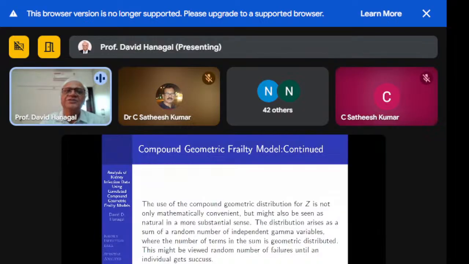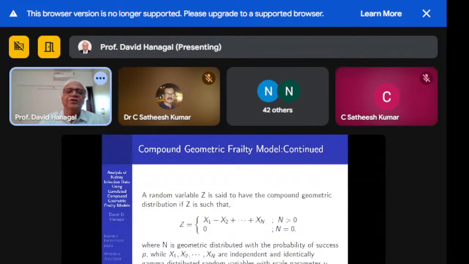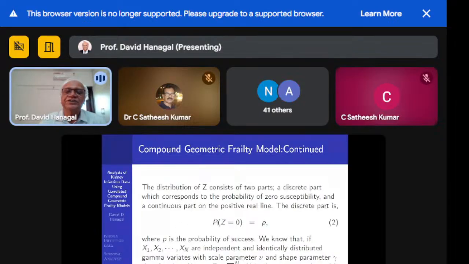Okay, I'll just go to the next one. This is a random variable Z. X1, X2, ..., Xn are IID gamma that we have taken. N is random. When N equal to 0, Z will be 0. N is geometric distribution with probability of success P. And the Xi's are gamma with scale parameter nu and shape parameter gamma. Probability Z equal to 0 is P.